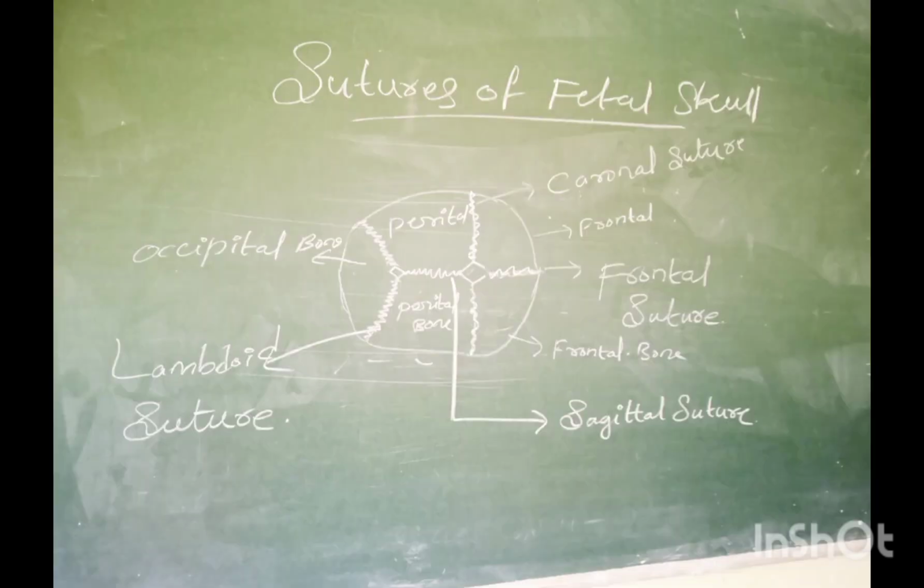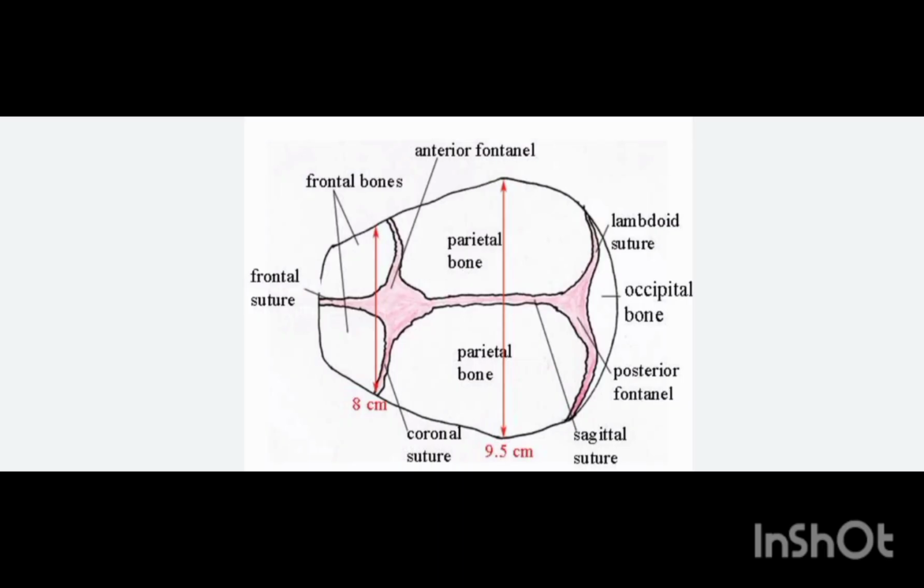Now let us see about the sutures of the fetal skull. Sutures are nothing but the 2 bones brought together with the help of a thin membrane. A suture is a thin membrane between 2 bones, holding the 2 bones together, and is called a suture line or suture.